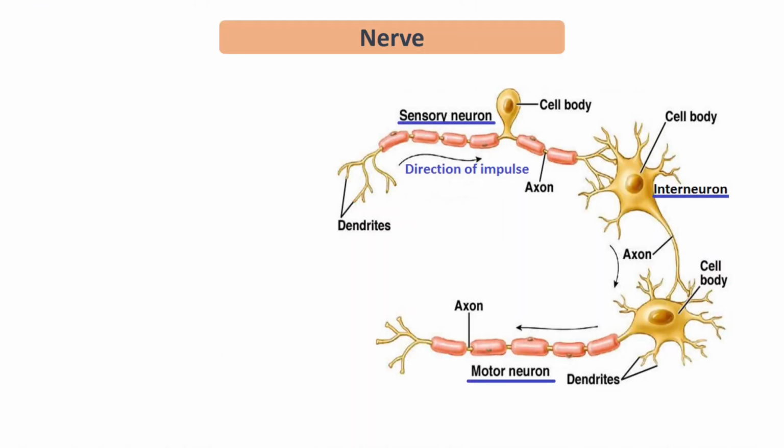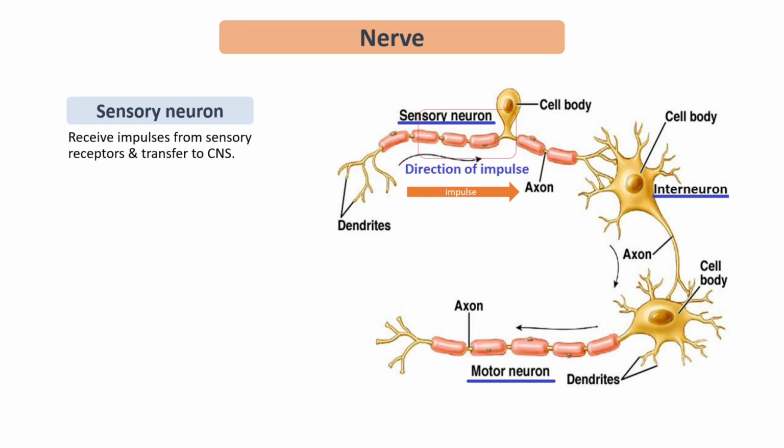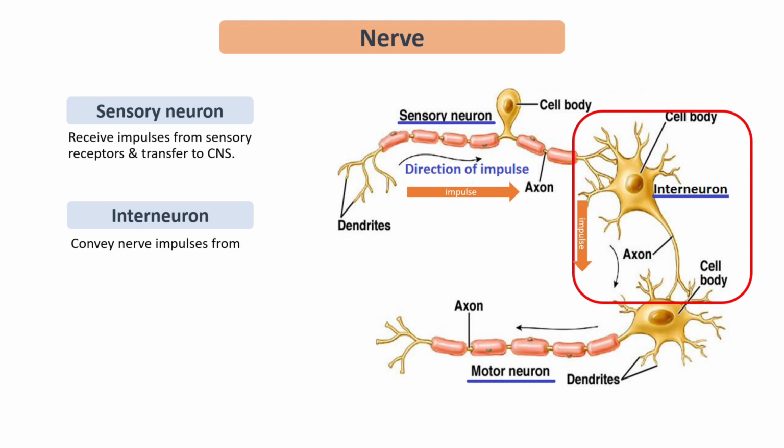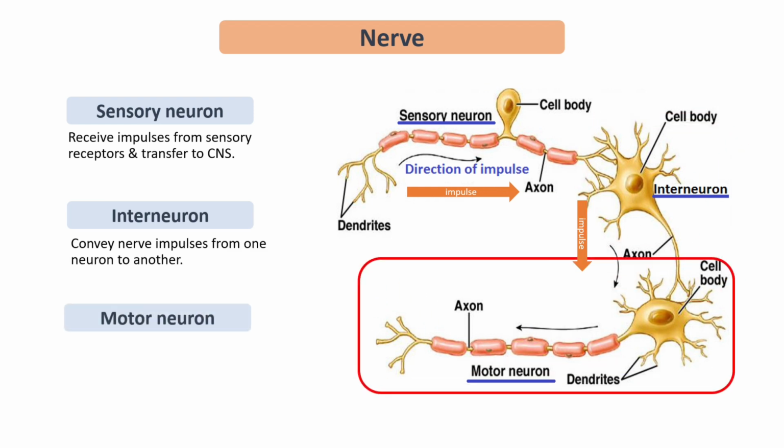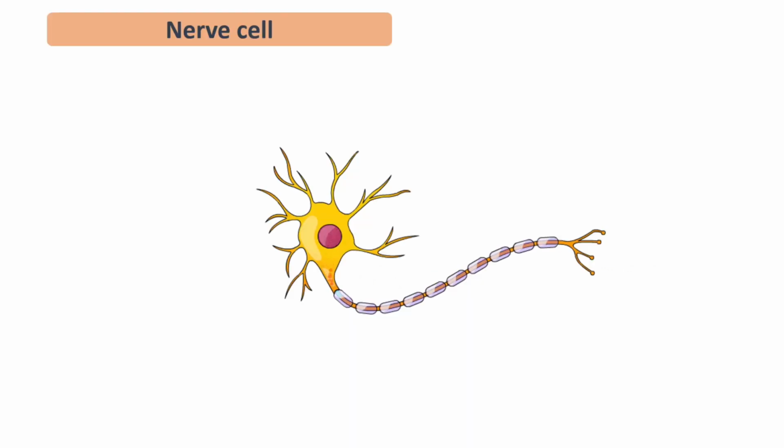There are three types of neuron in nerve tissue. First is the sensory neuron. The function of the sensory neuron is to receive impulses from sensory receptors and transfer them to the central nervous system. Second is the interneuron. This neuron will convey or transmit nerve impulses from one neuron to another. Third is the motor neuron. The function of the motor neuron is to receive nerve impulses from the central nervous system and transfer them to muscle and gland. In your syllabus, you need to focus on the motor neuron.